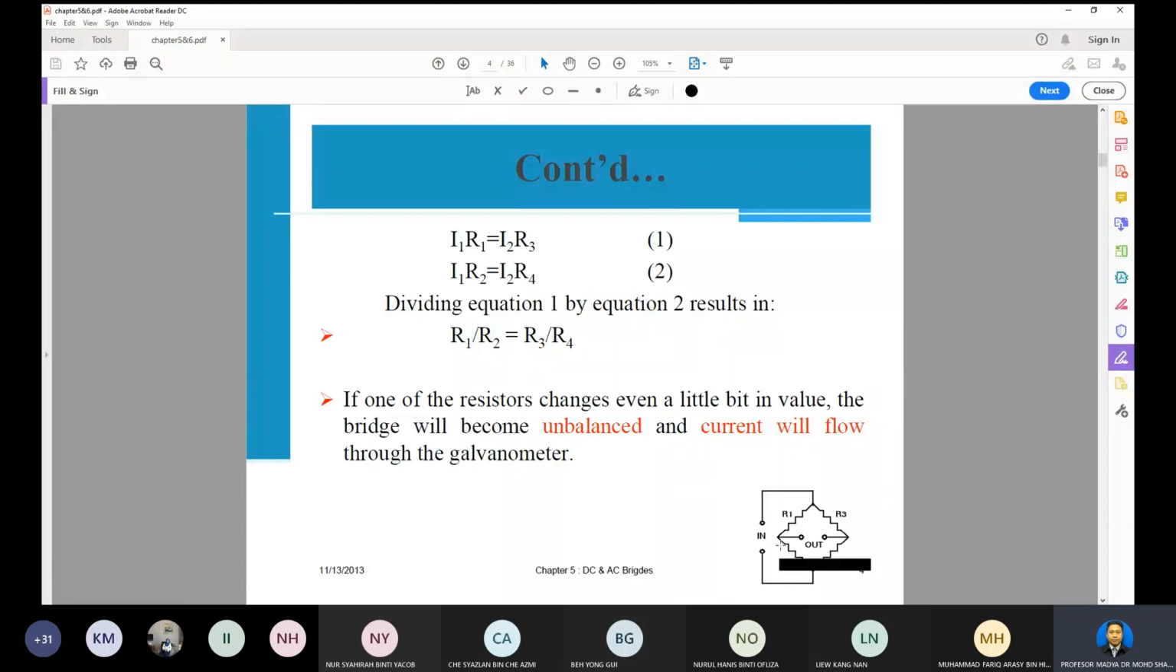Initially maybe I declare it as I3. That means I3 equals I1. That's why you can change this one to I1. So here, I1 multiplied by R2, for voltage here.